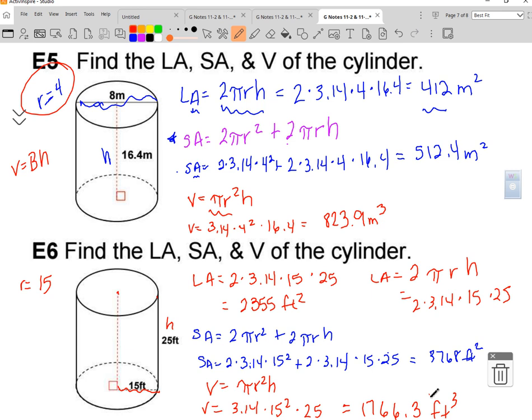Oh, my bad. Yeah, you're right. I was thinking I don't remember getting that earlier in the day. It's 17,662.5.